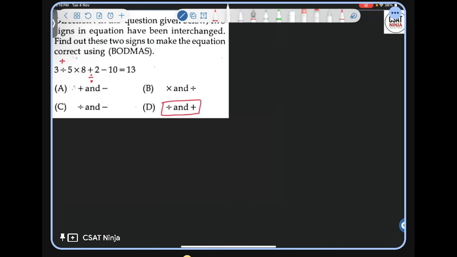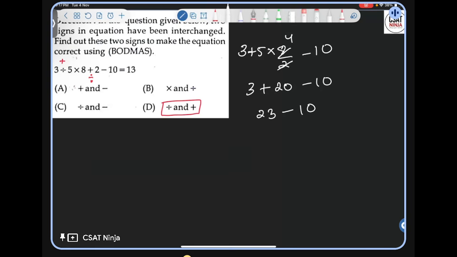So let's check the answer there. 3 plus 5 into 8 divided by 2 minus 10. So 2 4s are 8. So 3 plus 5 4s are 20 minus 10. So 23 minus 10, which is equal to 13. So we got the answer with that.